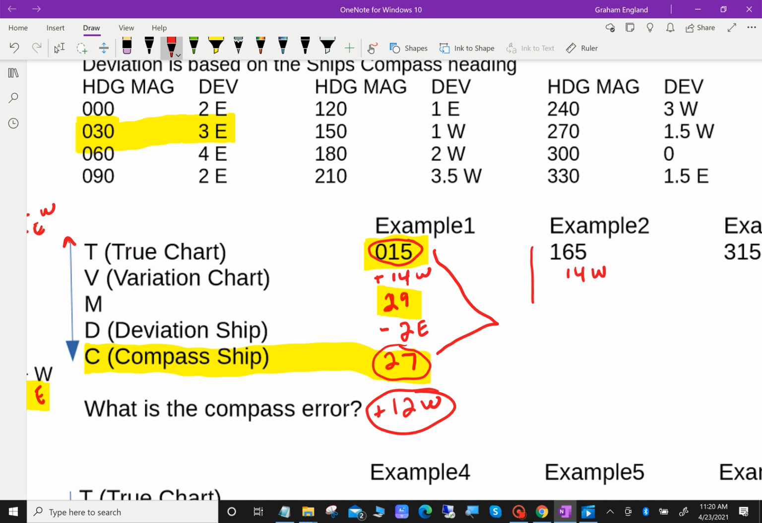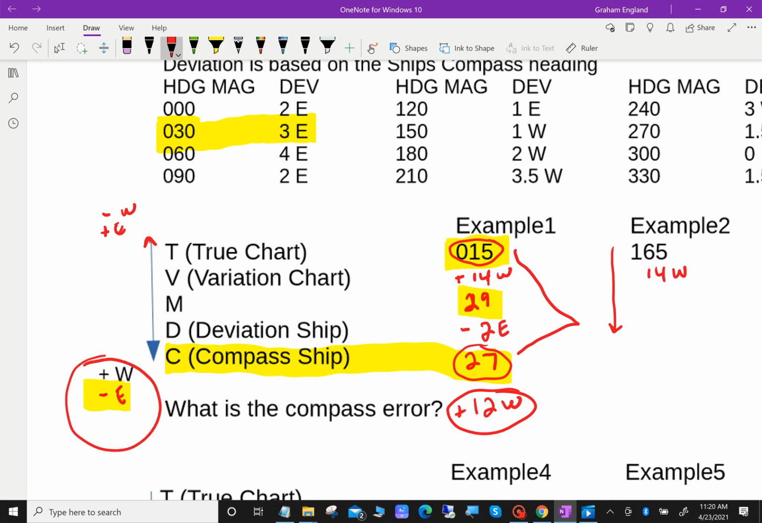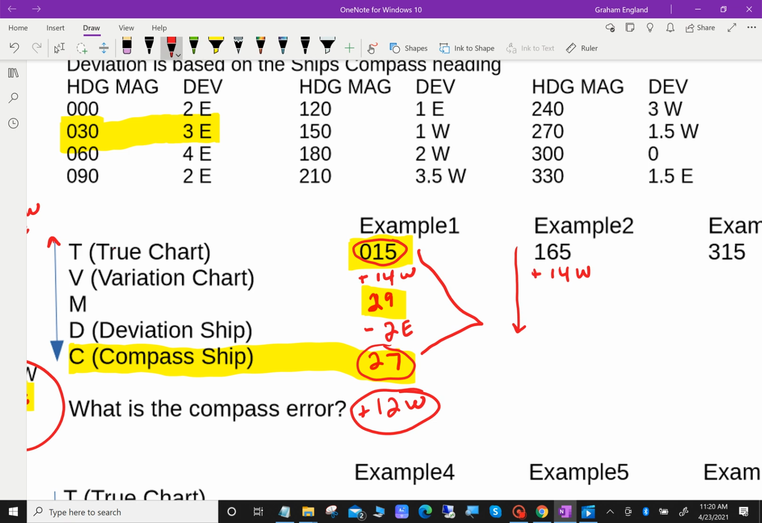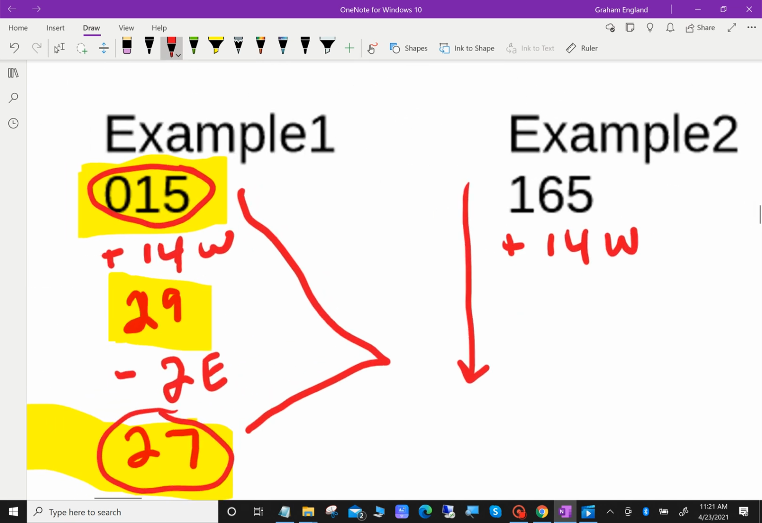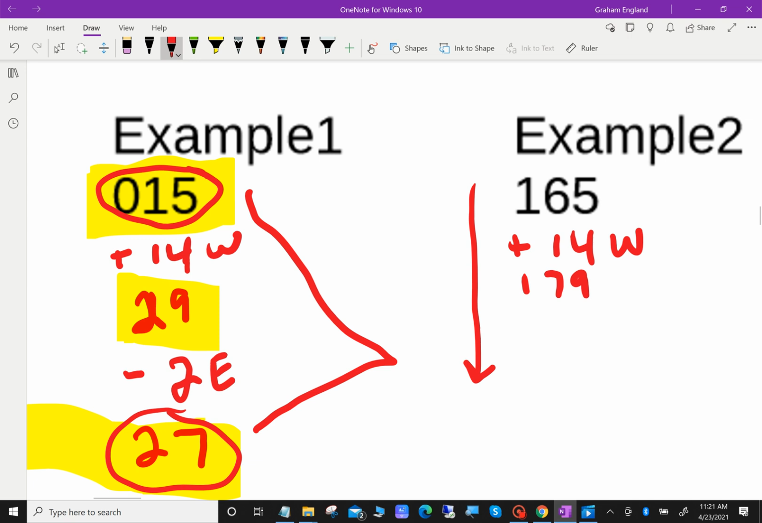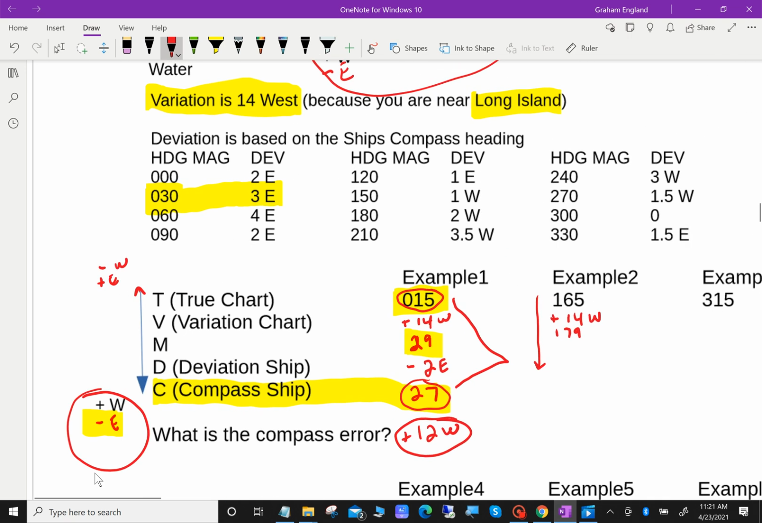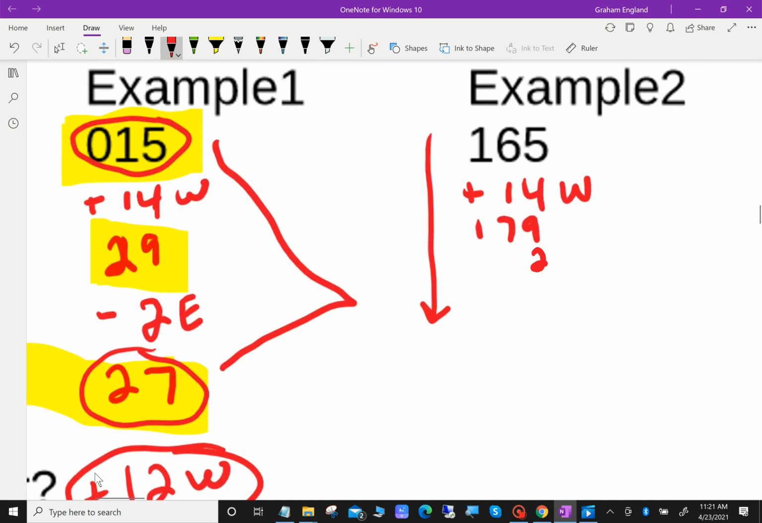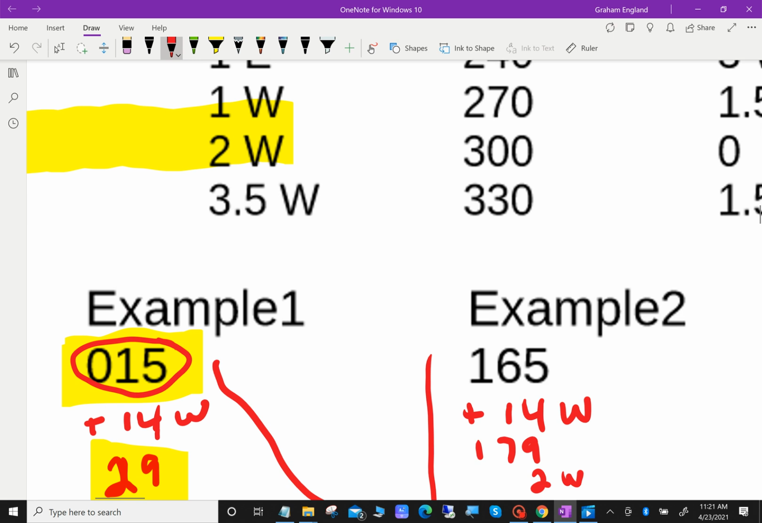So going down, I just go over here and I look. I add west. So I add west. So 165 plus 14 equals 179. So where is 179 on our deviation chart? Well, there isn't a 179, but there's 180. So that is going to be 2 west. We just looked it up on the chart.